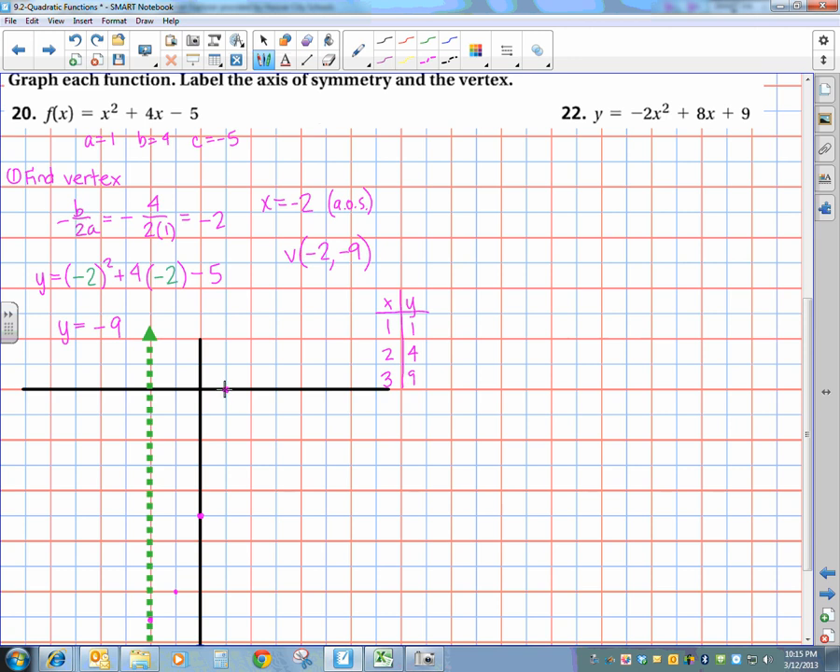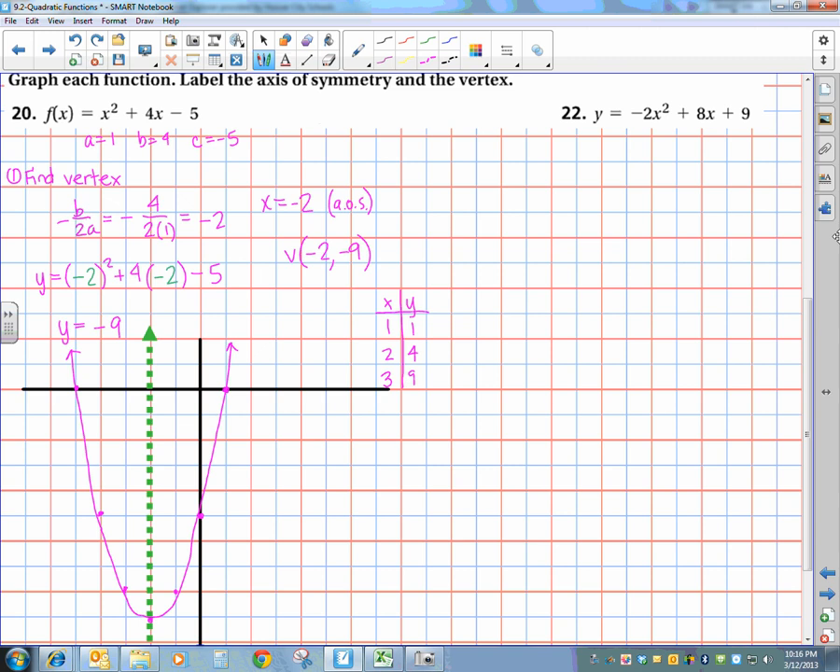And now I'm going to count back to my symmetry. 1, 2, 3, 1, 2, 3. Using my axis of symmetry to finish my graph. 1, 2, 1, 2, and go over 1, and then over 1 again. And so we're going to connect our points. And then we'll be finished graphing our parabola.